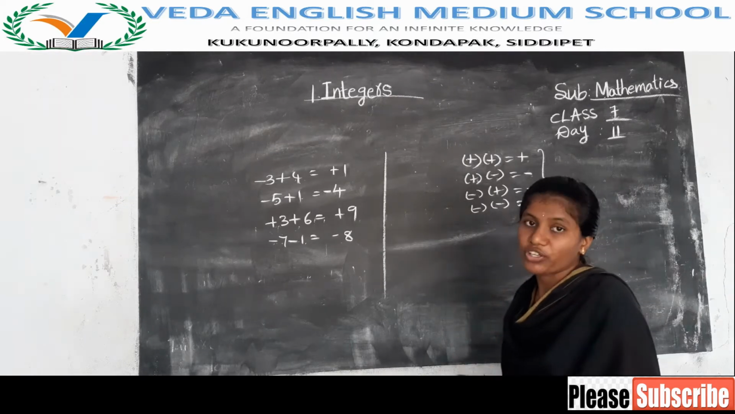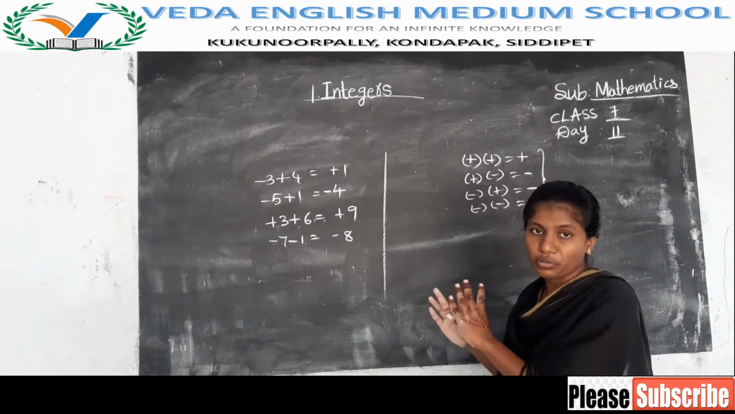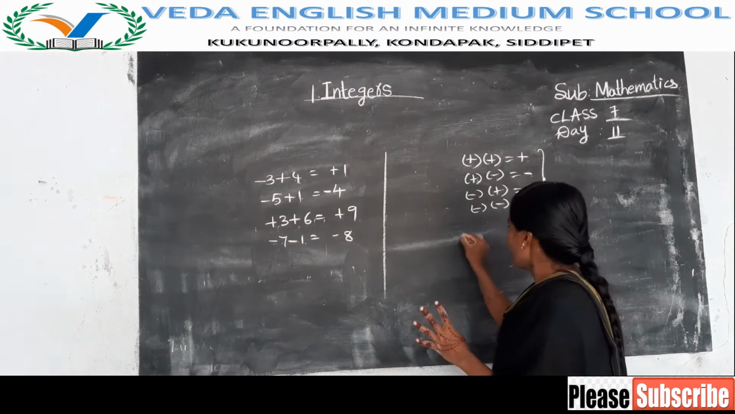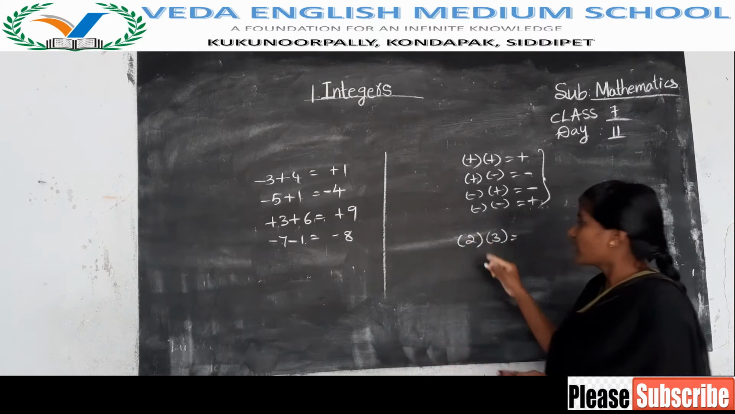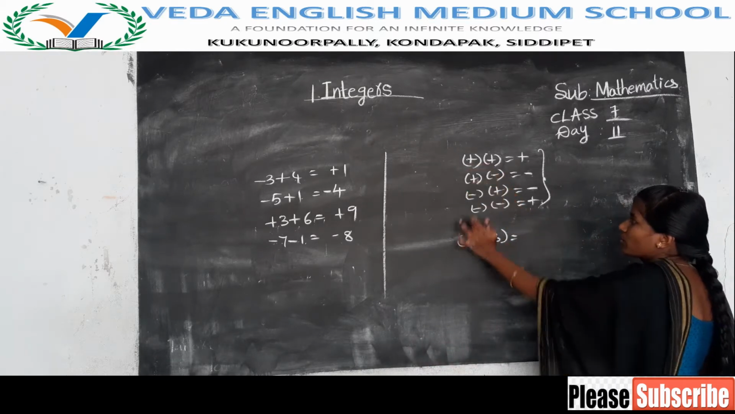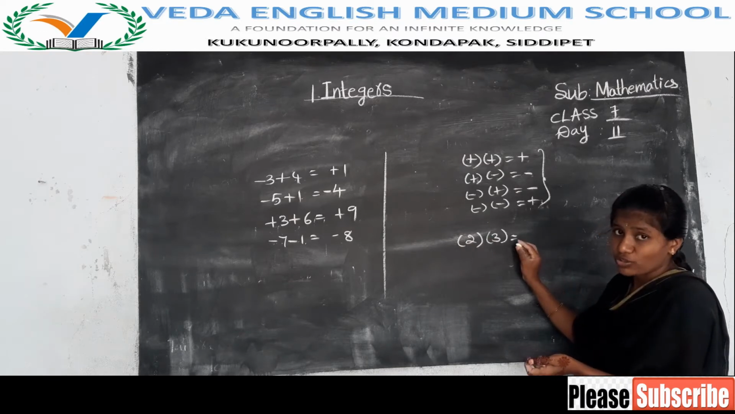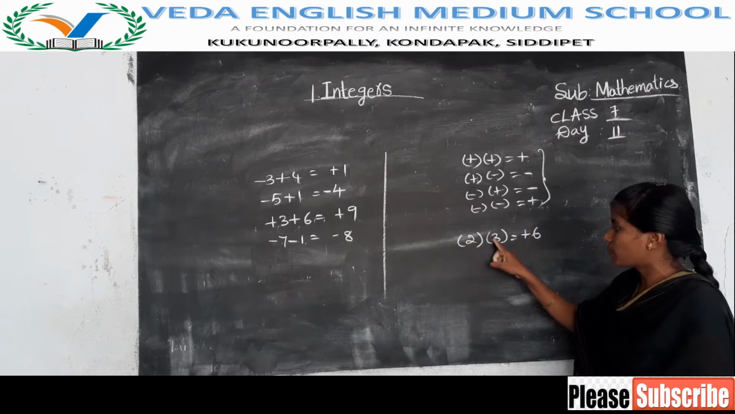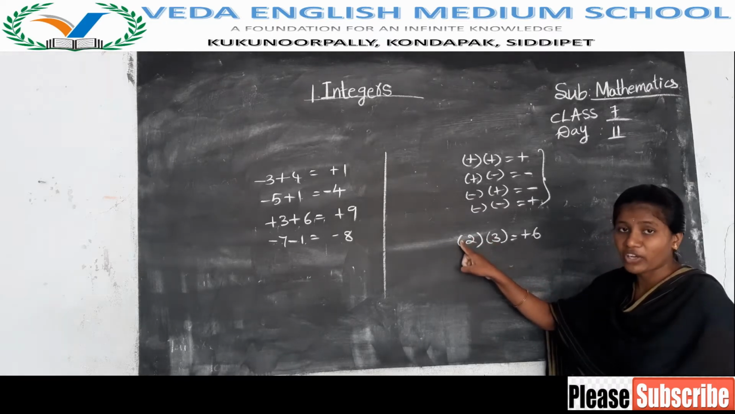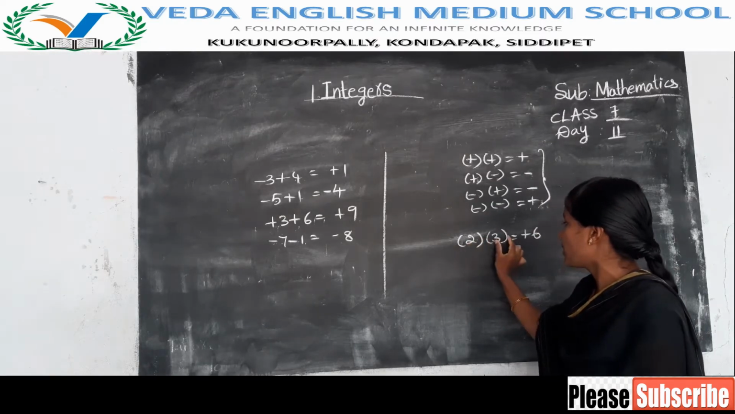If any positive integers or negative integers are in brackets, the relation between the two integers is multiplication. For example, if you have two positive integers like this, plus 2, plus 3, the relation between these two integers is multiplication. So 2 3s are, it gives plus 6. Because it is plus 2, it is plus 3. If you don't have any symbol before the number, you have to treat it as plus. So it is plus 2 into plus 3.